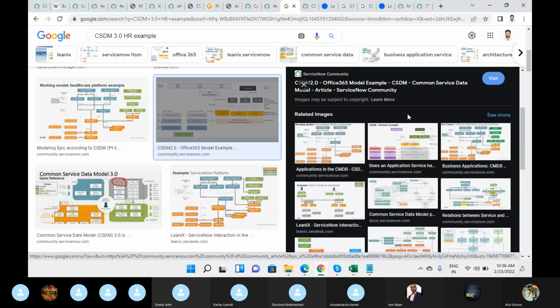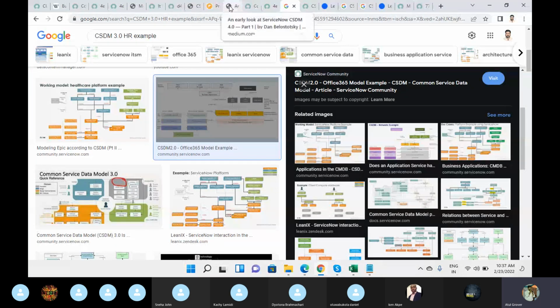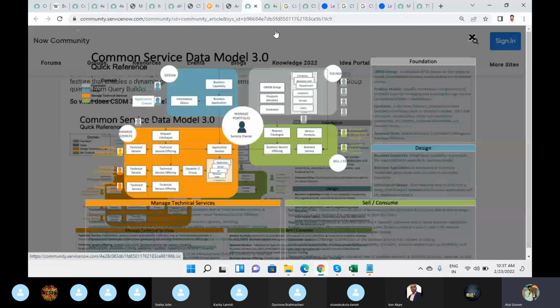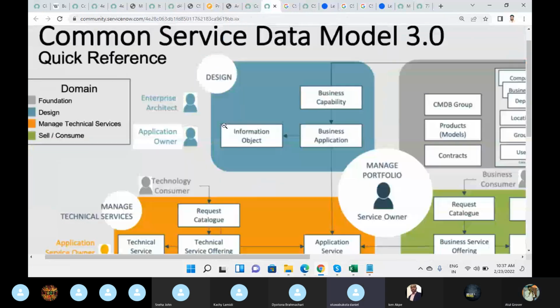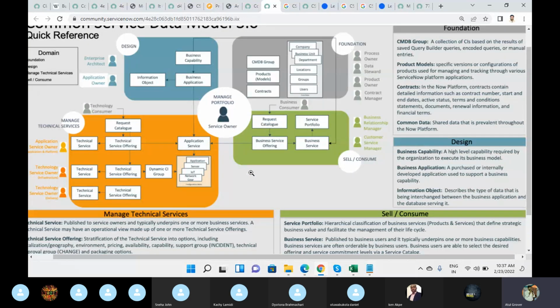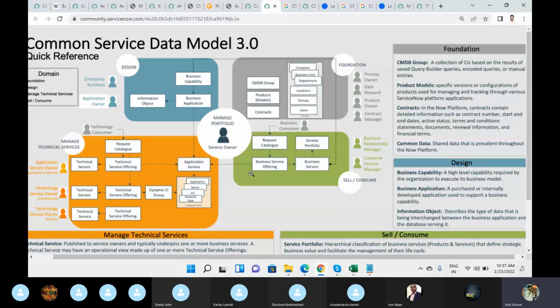I tell you very clearly, the model you are seeing here, I did not find, at least in the last 1 or 2 years, a single organization, again, it is my experience, who is using the CSDM completely as given by ServiceNow, who has the capability, the application, all these things. The model you're seeing here is a very ideal model.